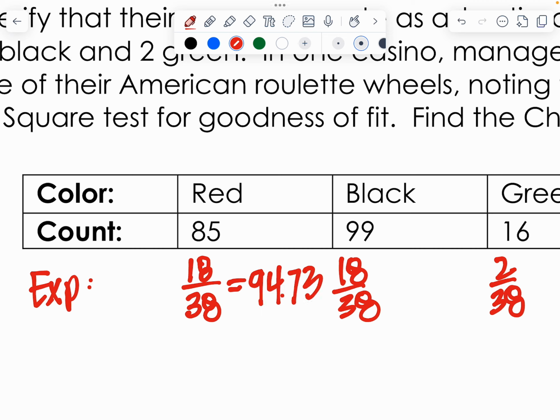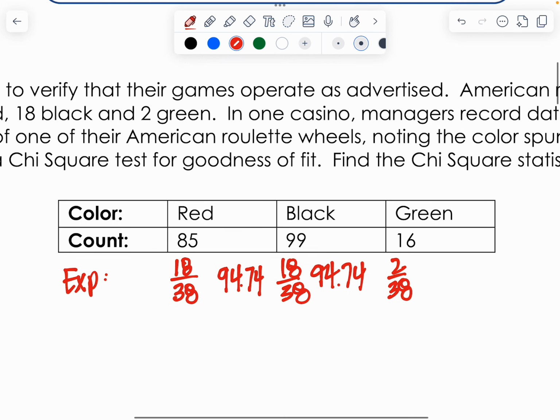It's not really equal, I guess, it just tells us the breakdown. 94.7 really, if we round up, for both of these, 94.74. And then 2 out of the 38 would be green times the sample of 200 spins, so 10.53 were going to be green. Now remember, we calculated those because they helped us check off our large counts condition. Remember, that says that all expected counts have to be at least 5, in which case, or in this case, they are.